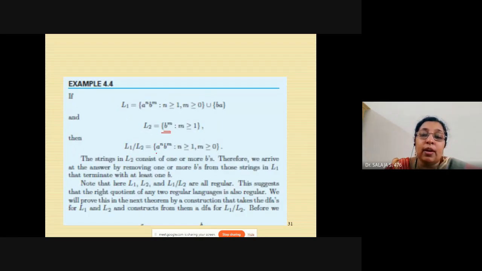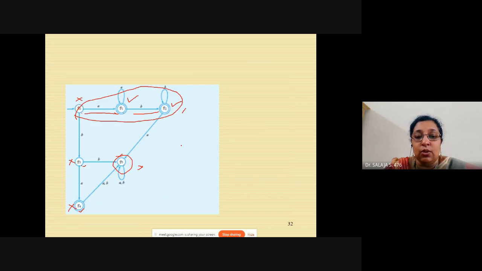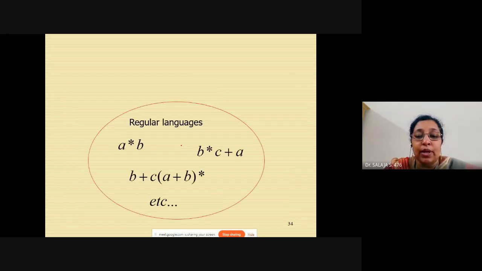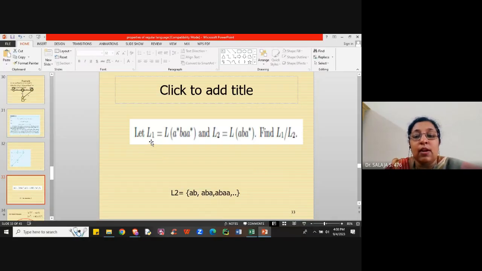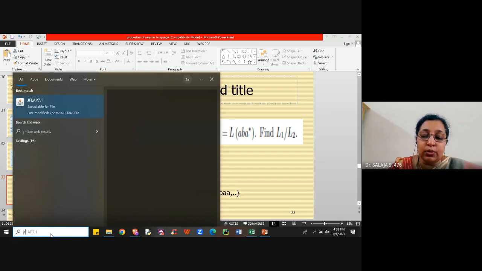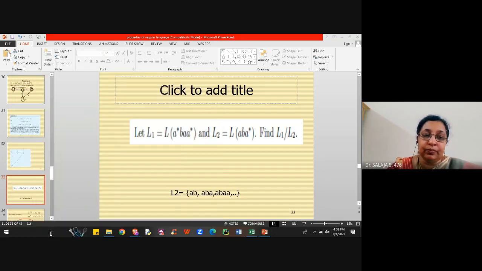Or the other way around, it is A^N B^M, the first part of L1, N greater than or equal to 1 and M greater than or equal to 0. We'll have one more example before we move on to the next one. Fine. So here you have L1, which is A closure A closure. We'll try to find out how this particular thing works.